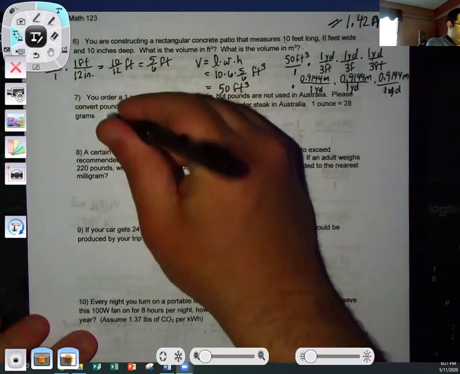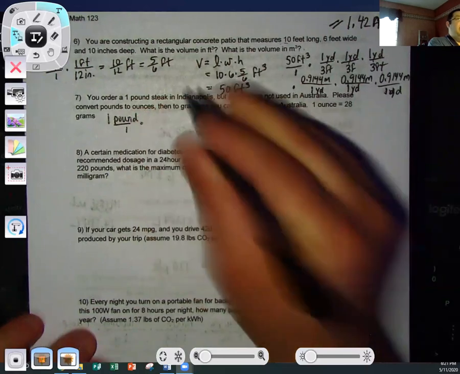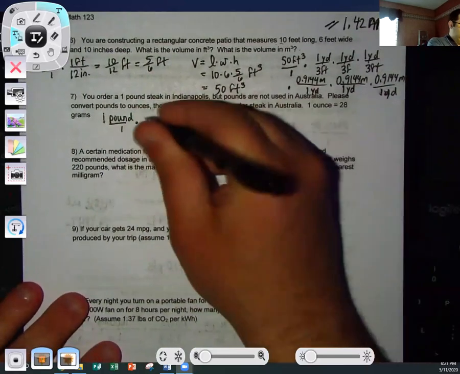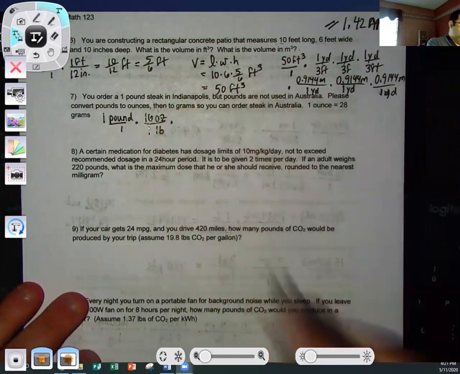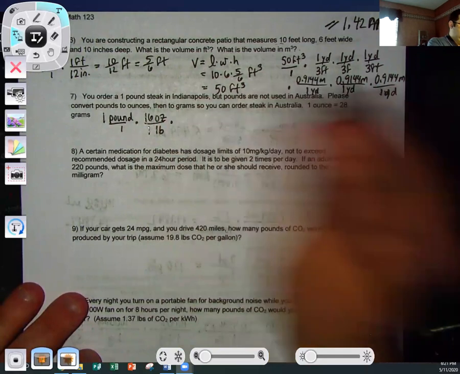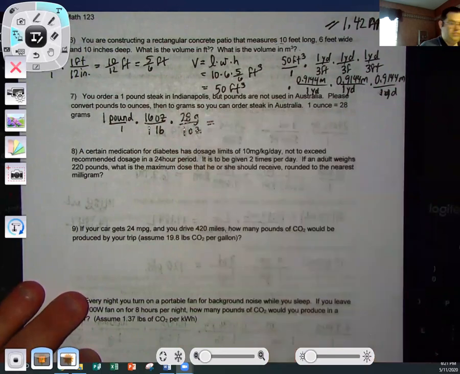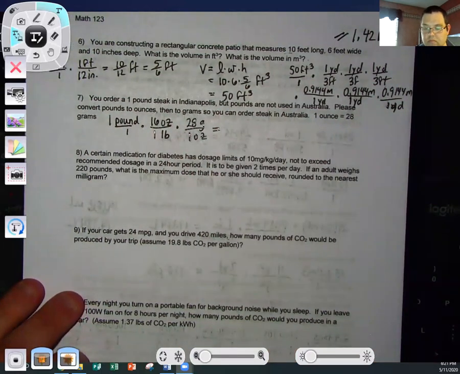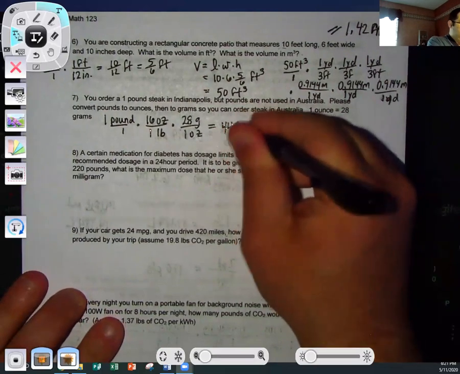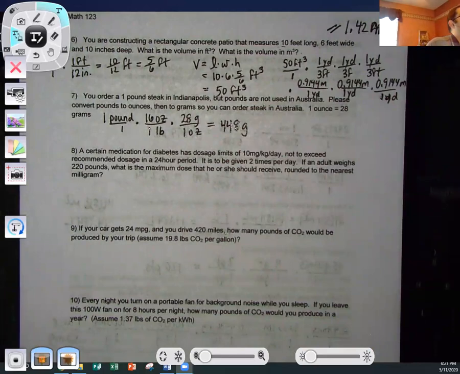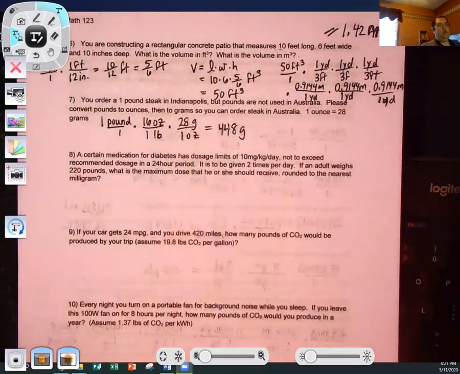So you start with your 1 pound, and the conversion for pounds to ounces, there's 16 ounces in a pound. And then we would multiply that by 28 grams over 1 ounce. So when we multiply, we end up with 448 grams, approximately. Therefore, a 1-pound steak in Australia would be 448 grams.